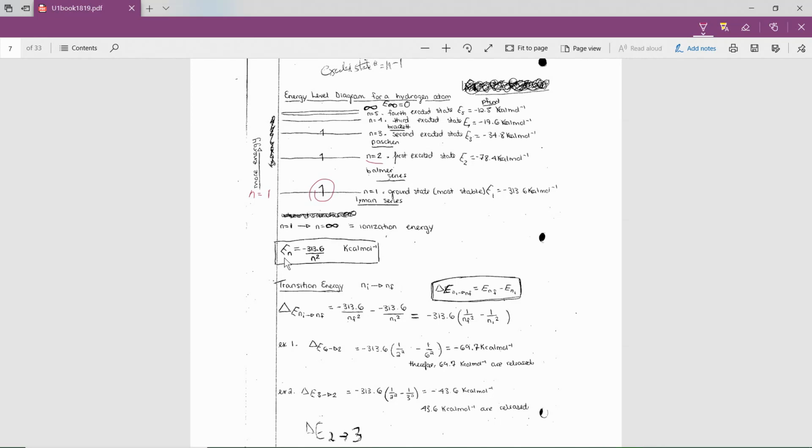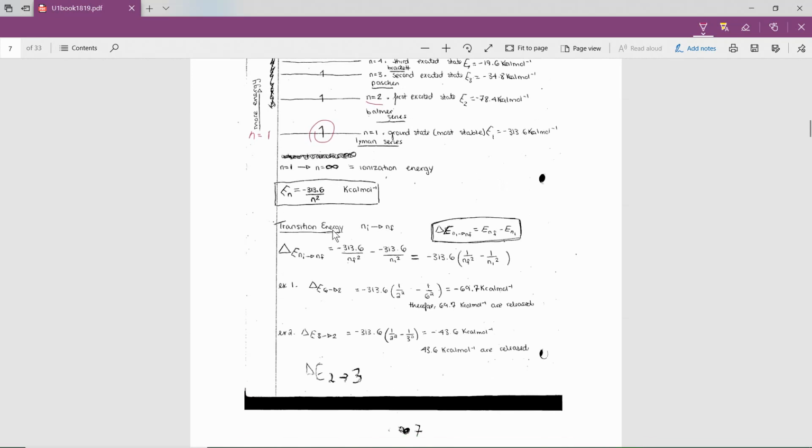The amount of energy to go from the first level to the infinitely high level is called the ionization energy. The formula to calculate for a hydrogen atom how much energy is in a given level is given by the equation minus 313.6 over n squared kilocalories per mole. If you just plug those in, you'll get the numbers we said there. If it was n, not n squared, then it would be equal spacing, but it's n squared, so the spacing gets closer and closer together.